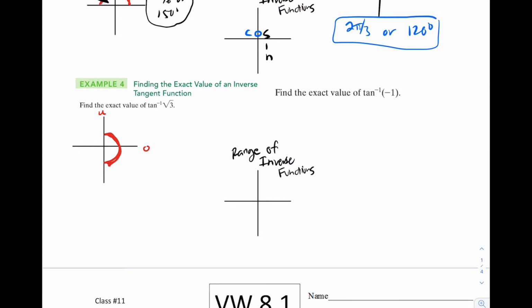And again, I can explain more of the theory behind that tomorrow when we talk about this in class. But here's 1 and 4. We're going to put the tick mark where root 3 happens. That's right there. Answer, pi over 3 or 60 degrees.